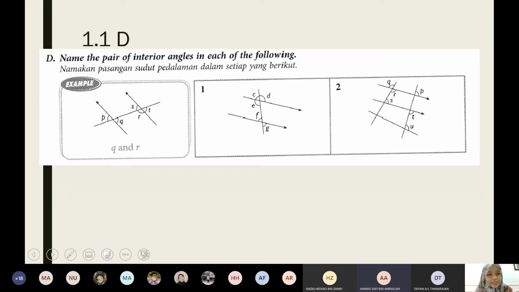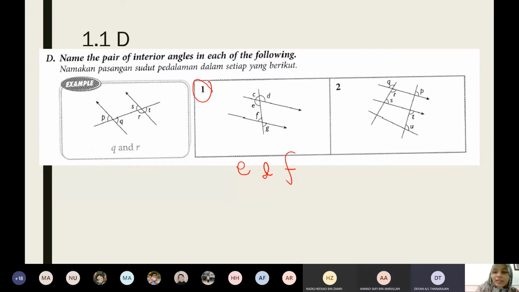So, last but not least, interior angles ataupun in bahasa Melayu it is sudut pedalaman. So, make sure macam saya kata tadi, identify kita punya parallel lines and then kita tengok huruf kita. So, untuk nombor 1, E and F. Sorry, tulisan saya tu tak berapa cantik pula. E and F. Okay.